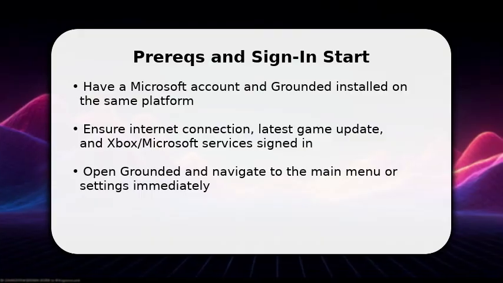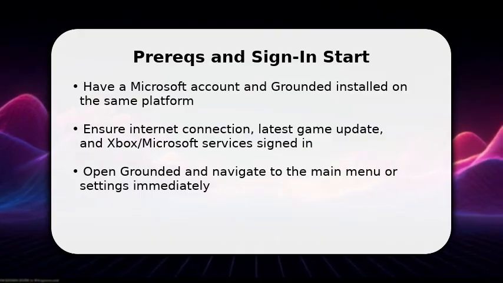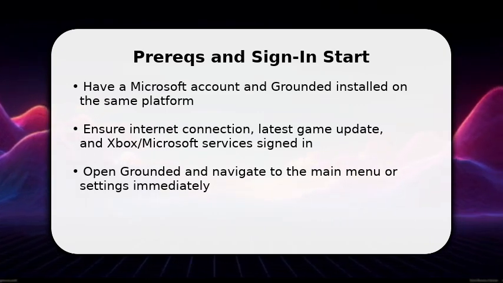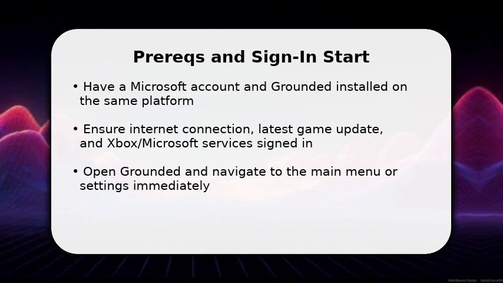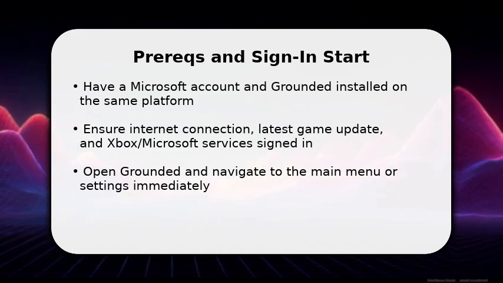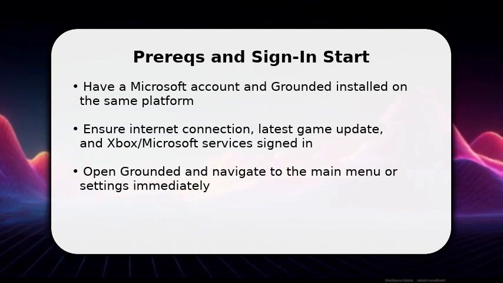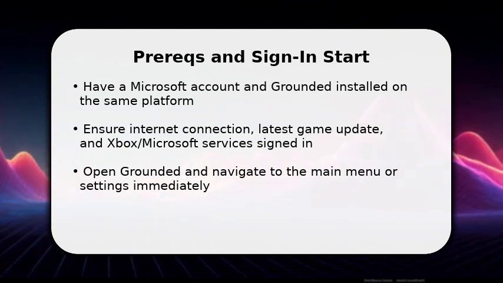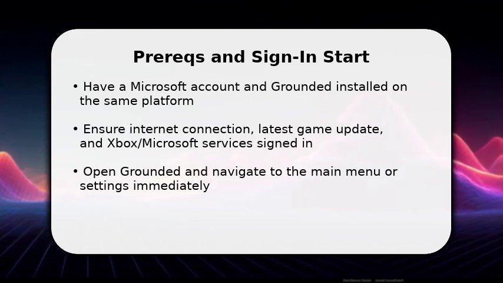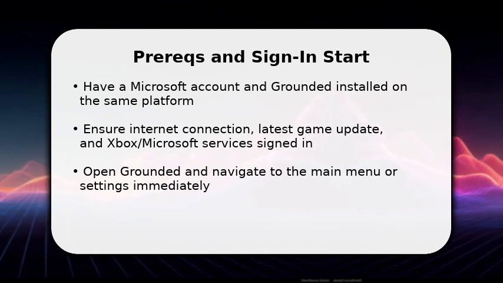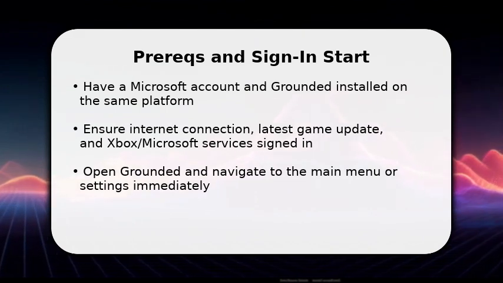Enjoy the video. You start by confirming essentials: a valid Microsoft account and Grounded installed on the device you plan to link. Once done, make sure you are signed into the platform's account layer, Xbox app on PC, or console profile on Xbox. Now open Grounded and go straight to the main menu or settings. Don't wander in-game. You're preparing the environment so the game can discover your Microsoft identity when you begin the linking flow.